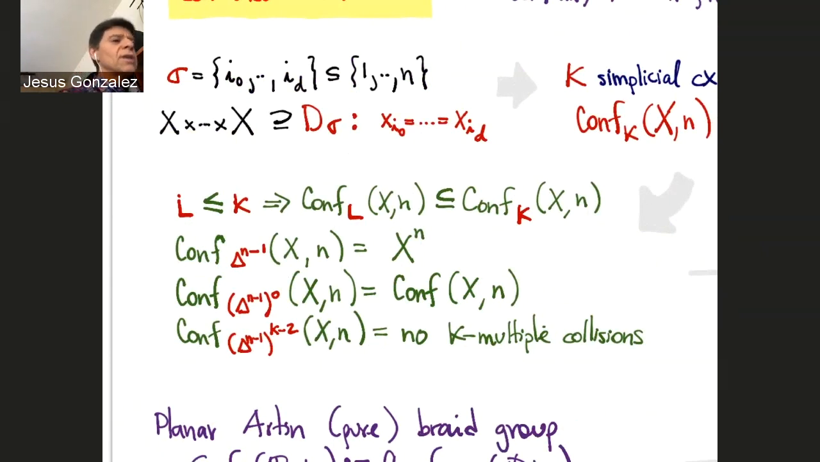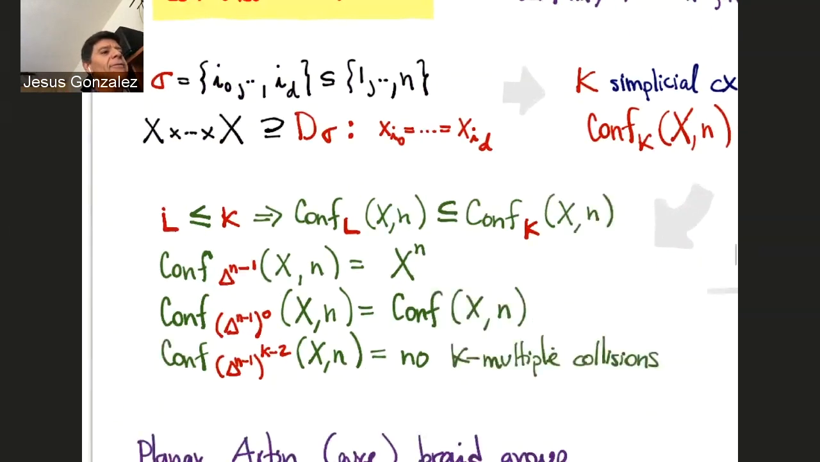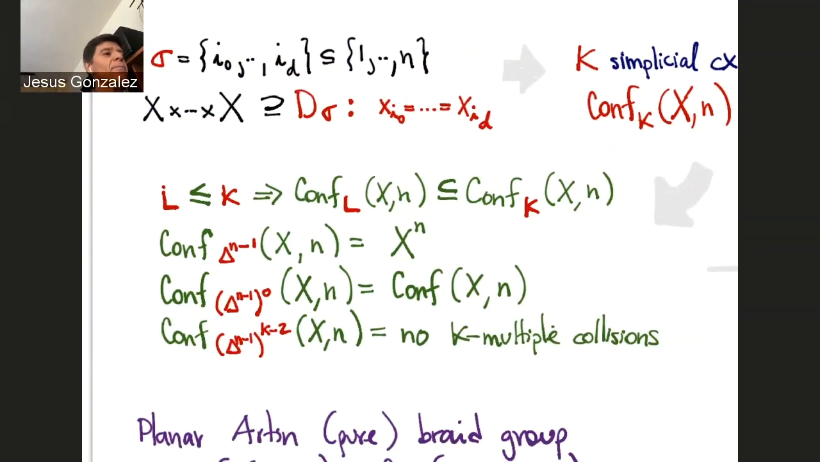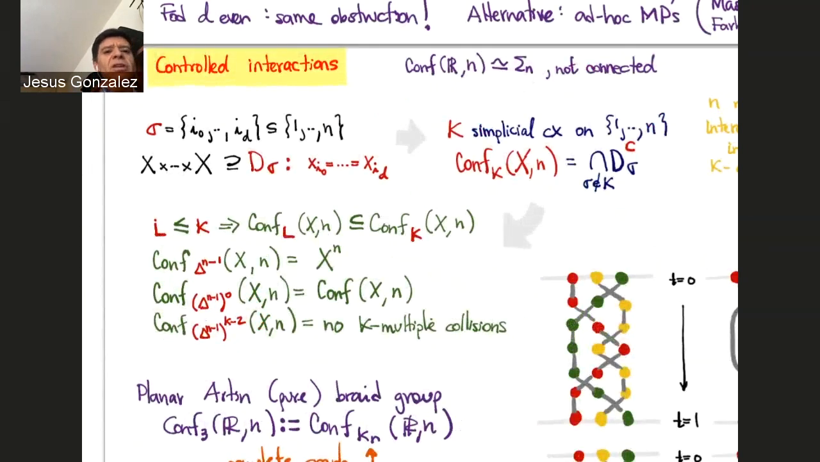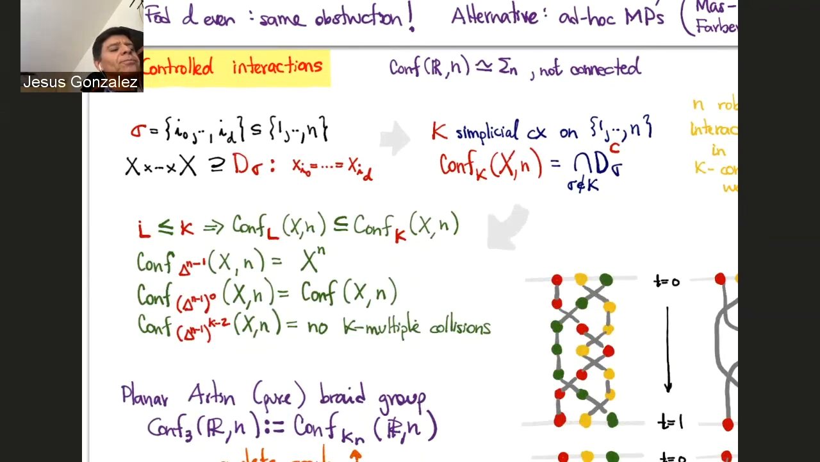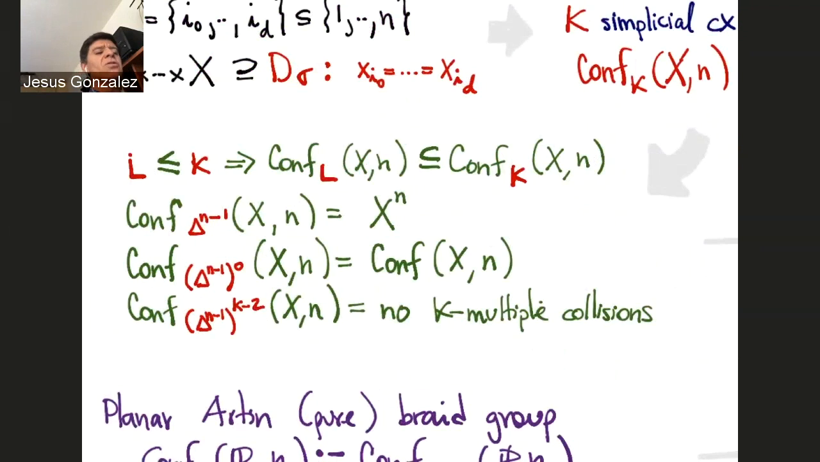Well, they are monotonous. Namely, if L is a subcomplex of K, of course, L has fewer faces than K has, but then L has more non-faces. So what I'm doing here in describing the configuration space of type L, I'm imposing more conditions, namely more conditions on the intersections. So this amounts to saying that these generalized configuration spaces modeled by these simplicial complexes are monotonous in this sense.